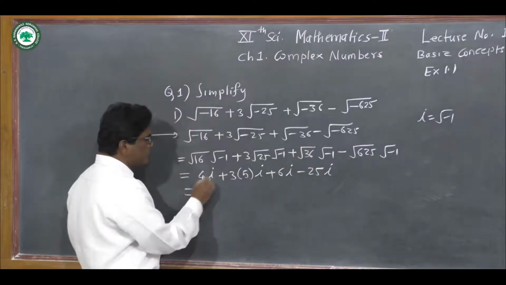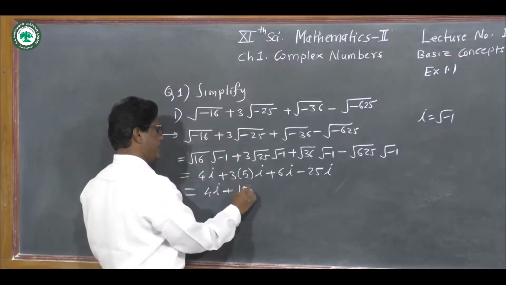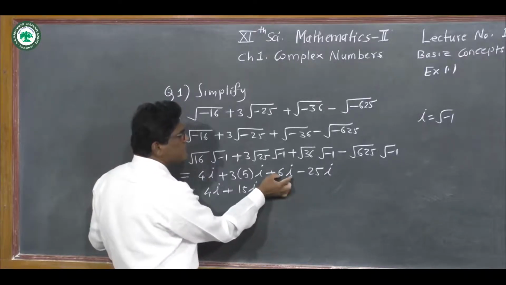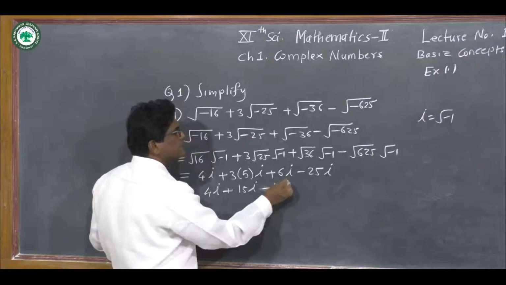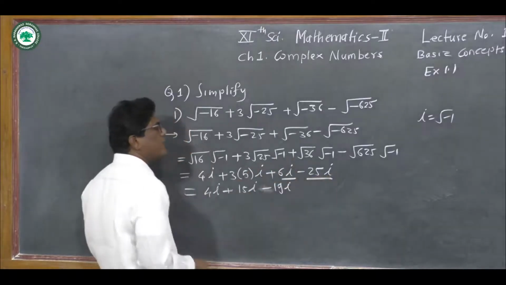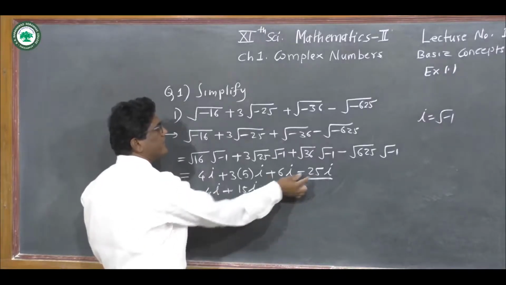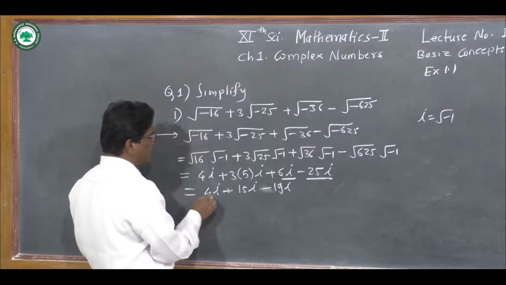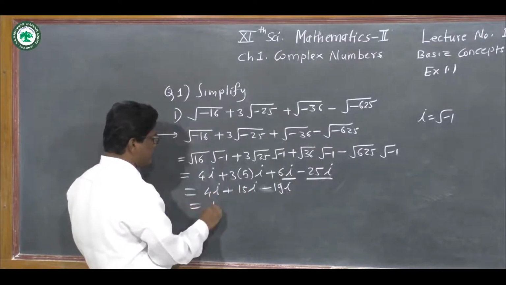So it is equal to 4 into i, 4i, plus 3 fives are 15i, plus 6i minus 25i, it is minus 19i. This 6i minus 25i, 25 minus 6, that is 19, and the sign of 25 is minus. Now here 4i plus 15i is equal to 19i.